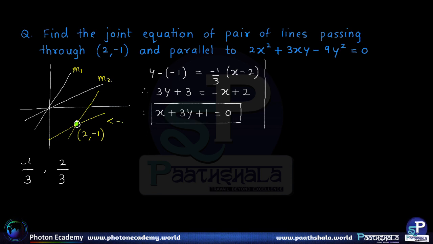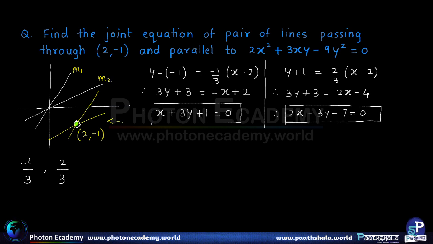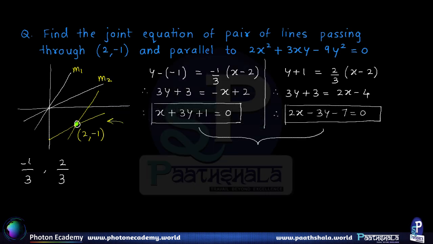Let us find the second line. Here now we write y plus 1 is equal to 2 by 3 into x minus 2. So therefore we have 3y plus 3 is equal to 2x minus 4. So therefore now we have 2x minus 3y minus 7 is equal to 0. So therefore now merging these two, we get the joint equation as x plus 3y plus 1 into 2x minus 3y minus 7 equal to 0.